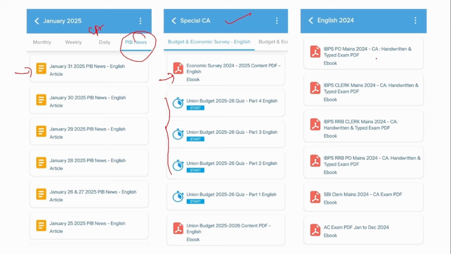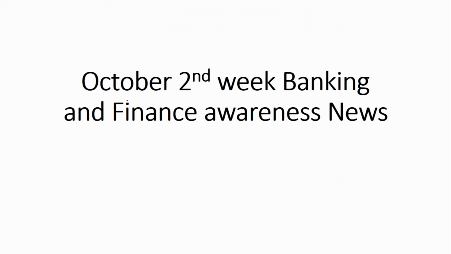And next is the exam perspective PDF. So if you see IBPS PO mains, IBPS RRB clerk, SBI clerk, so these are all exam perspective PDF. If you go and check, these PDF will contain around 5 to 6 months of the current affairs, which has high chances of being asked in this SBI clerk mains exam. So it is very useful to go and read this PDF from an exam perspective point.